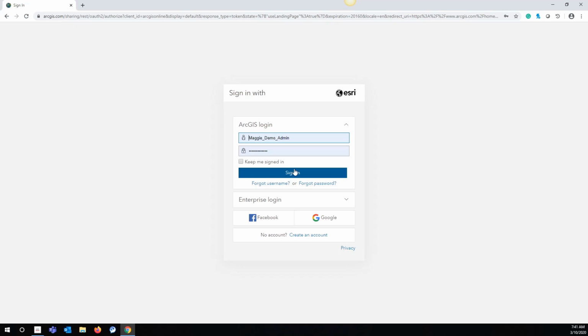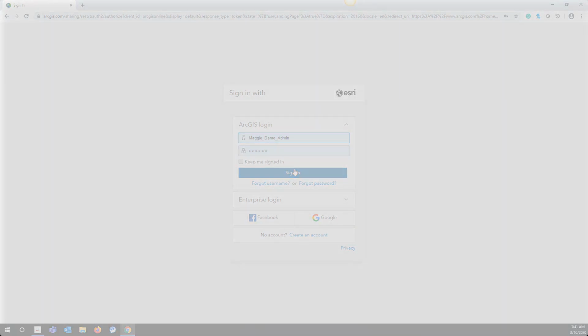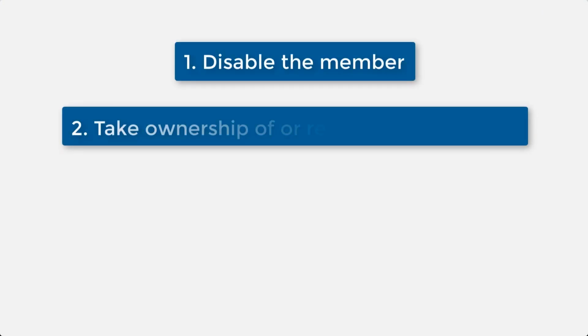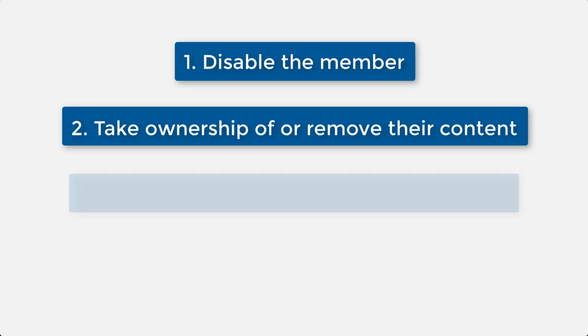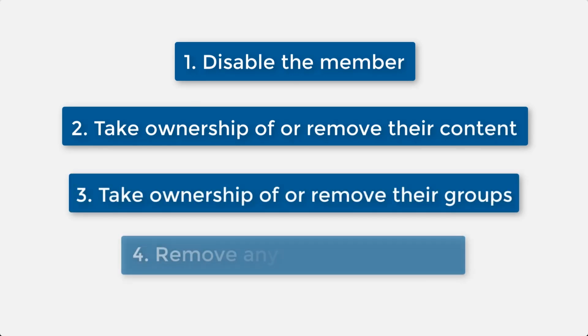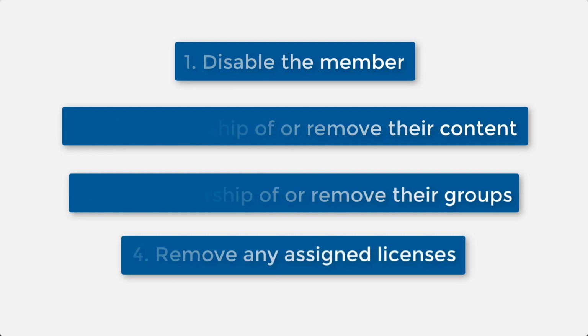Today I will be showing you how to remove members from your ArcGIS Online organization. There are four steps that you need to perform to remove a member from your organization. The first is to disable the member, the second is to take ownership of or remove any of their content, the third is to take ownership of or remove any of their groups, and the fourth and final step is to remove any assigned licenses.